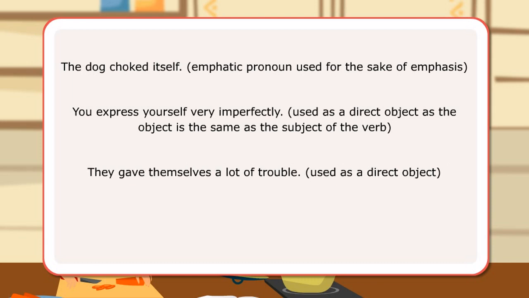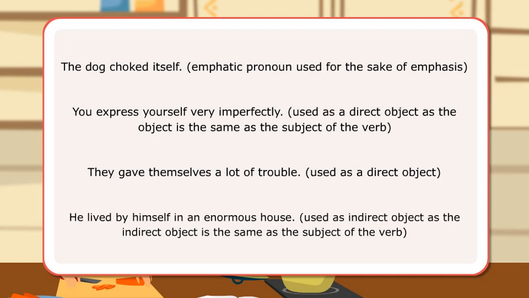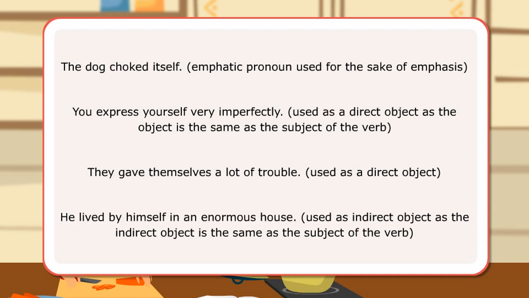They gave themselves a lot of trouble. Used as a direct object. He lived by himself in an enormous house. Used as indirect object, as the indirect object is the same as the subject of the verb.